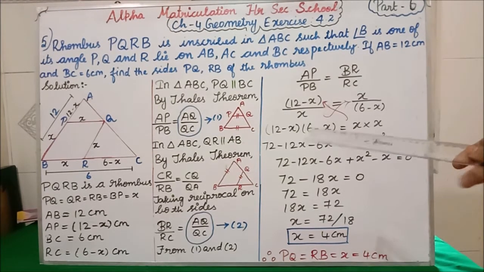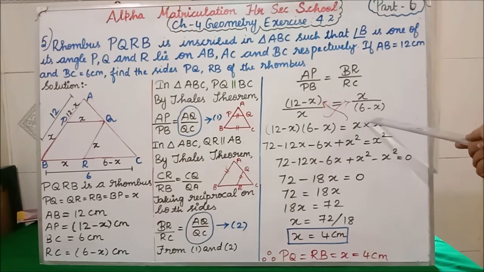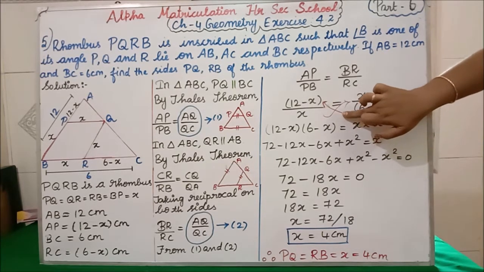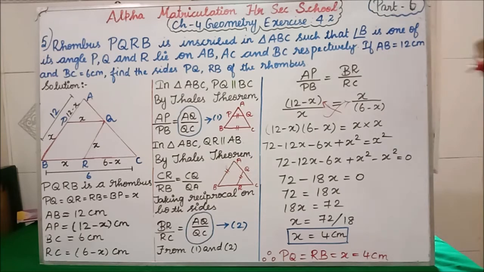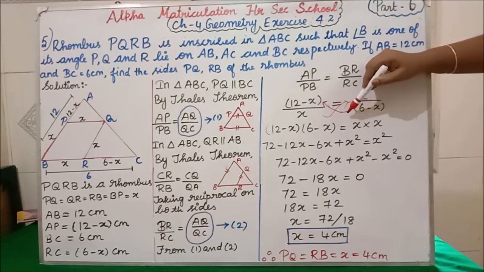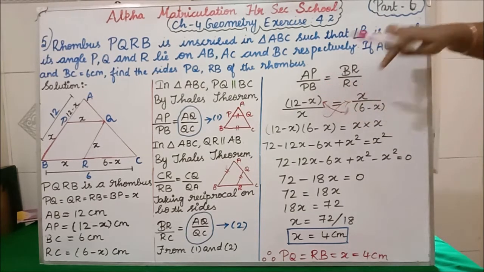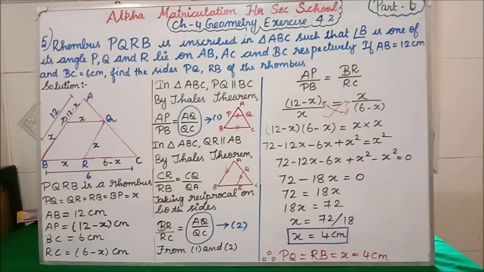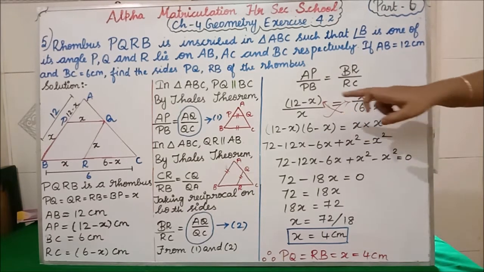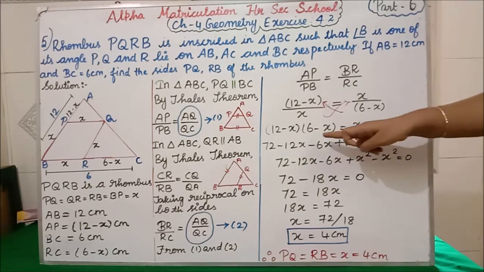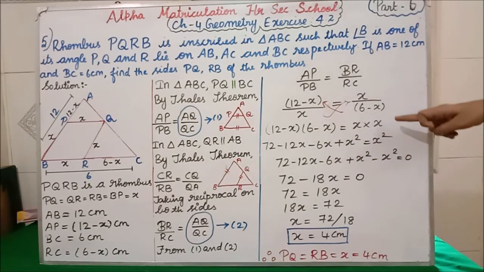So how we have to write now? 12 minus X into 6 minus X equal to X into X. Clear all of you? Cross multiplication means from here to here. 12 minus X into 6 minus X equal to X into X.